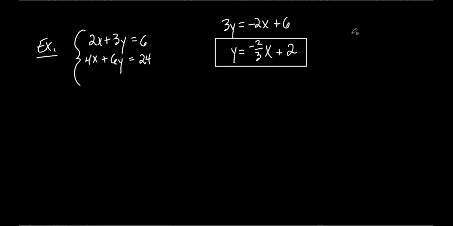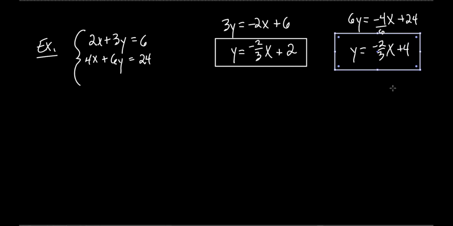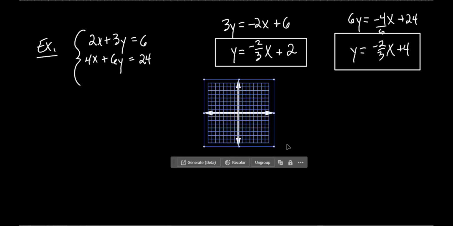So let's solve for y. So I subtract 4x from both sides. So I get 6y equals negative 4x plus 24. Divide both sides by 6. Divide this by 6, I reduce it. That gives me negative 2/3 x. Divide that by 6, I get 4. I did that kind of quick just because of time and because you should know how to do that already. All right, so now what we're going to do is we are going to graph.